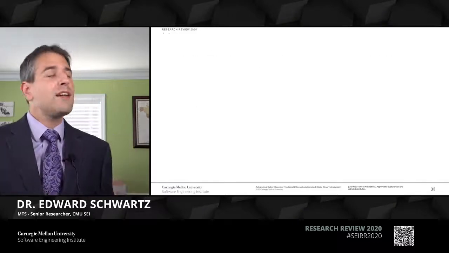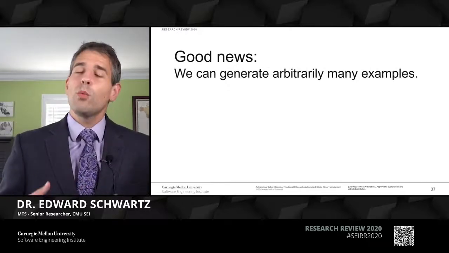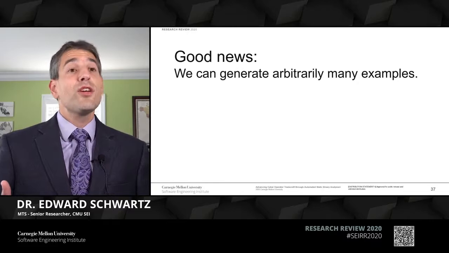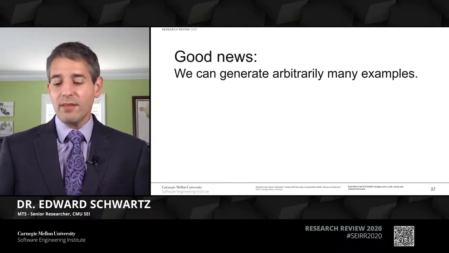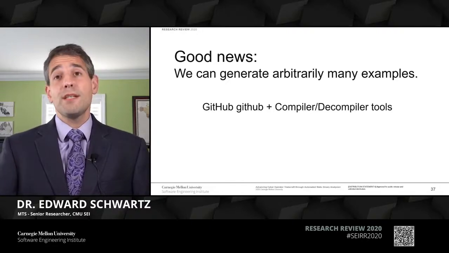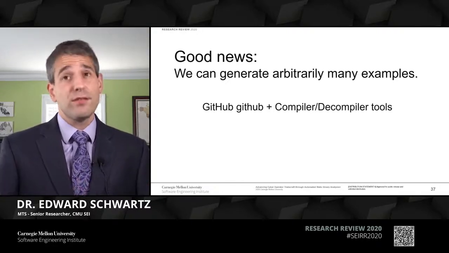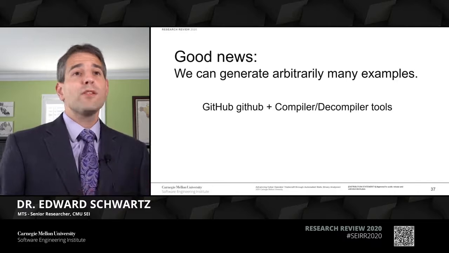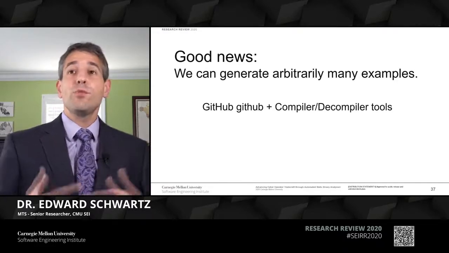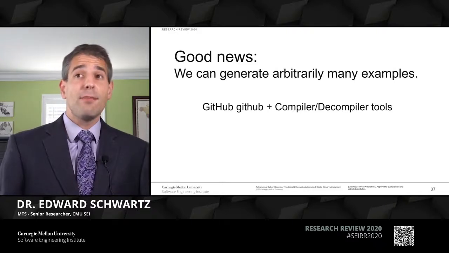So to learn how to name variables in this way, we need to have a lot of examples. And the good news is we can actually generate examples automatically. We need to start with code. So what we did is we scraped GitHub and we got lots and lots of source code. We then tried to compile as much of it automatically as we could, and then we took the resulting executables and we decompiled them using a decompiler.